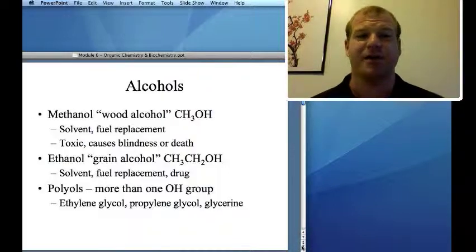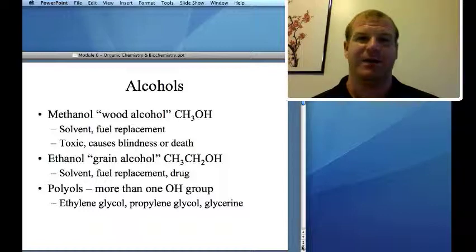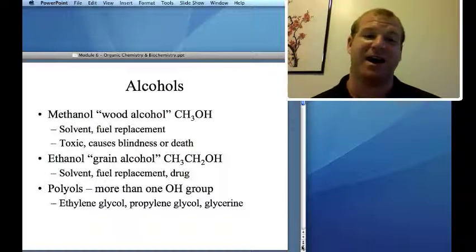So let's start with alcohols. Methanol, also known as wood alcohol, we use it as a solvent primarily. Thinking about using it as a fuel replacement, probably not. We'll talk about this later, but it's really hard to beat gasoline as far as a fuel. And methanol is toxic, even more so than gasoline. And it doesn't have as much energy as gasoline, so you'd have to fill up your car more than twice as much in a tank of methanol than you would on gasoline.